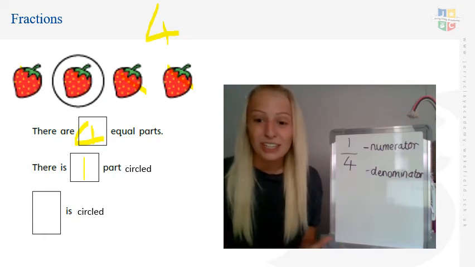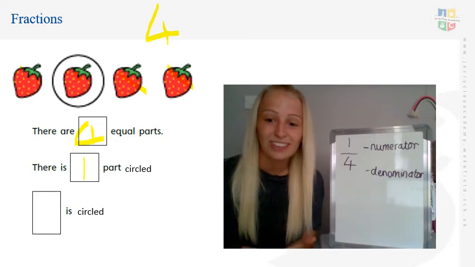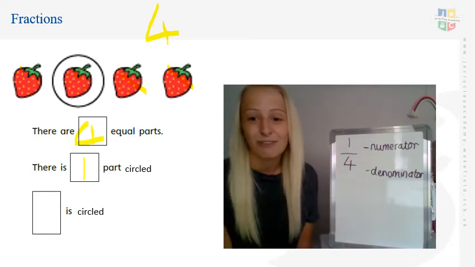Brilliant. See if you can pause the video now and you can go all the way up to question 6 and come back to the video when you are ready for question 7.